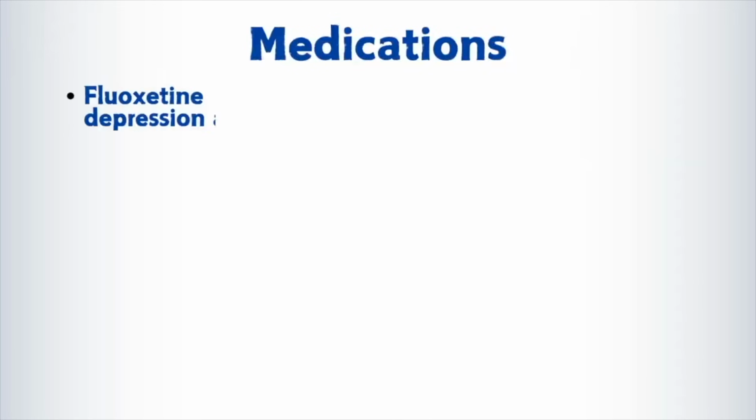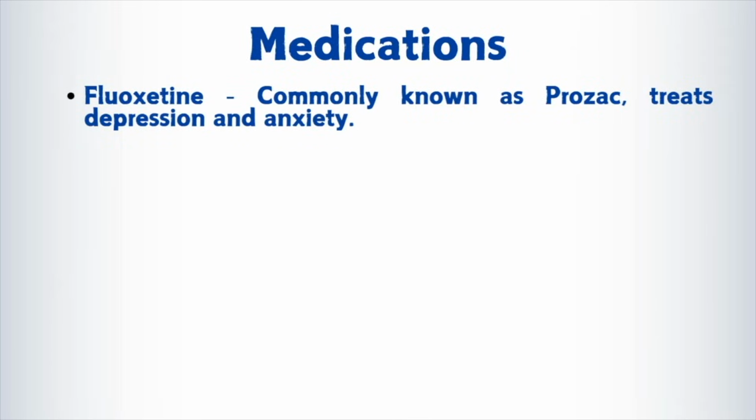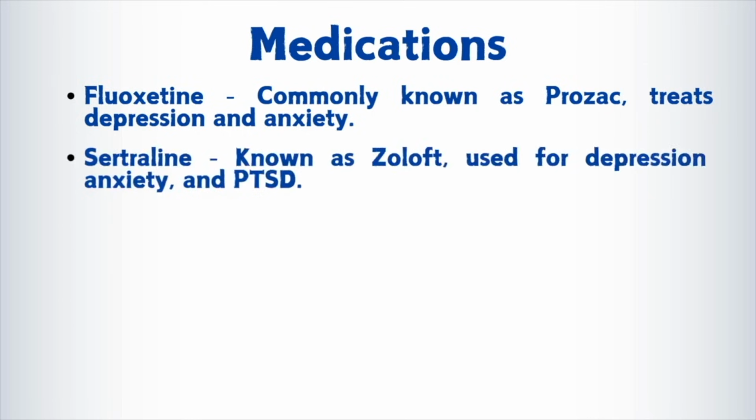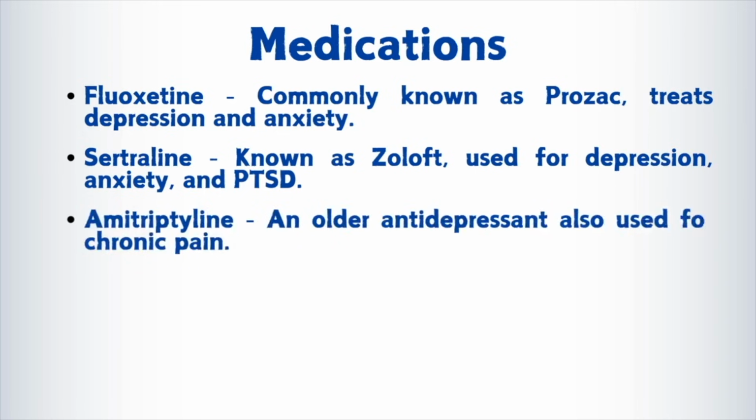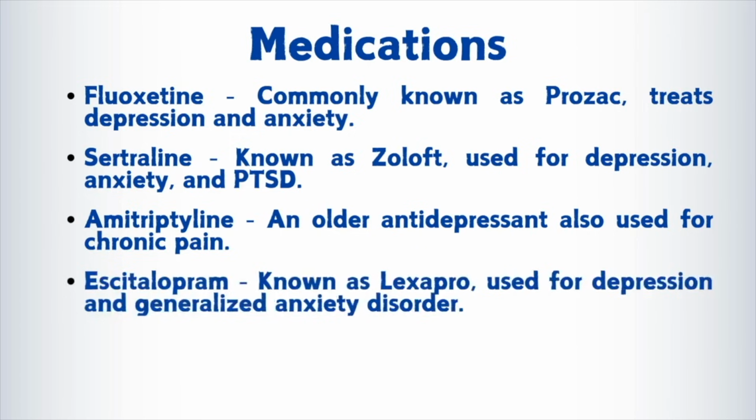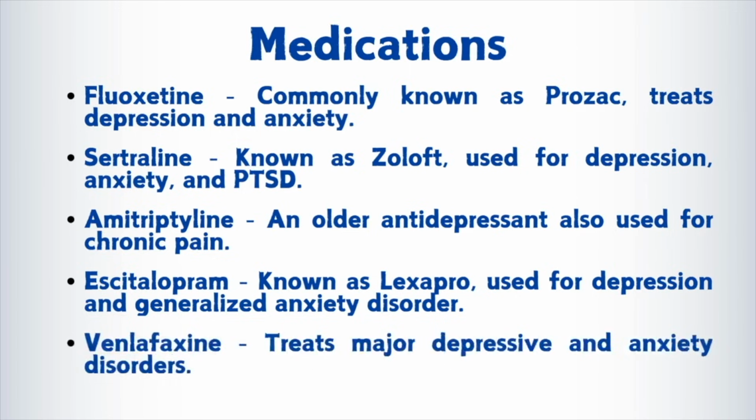Our first antidepressant is fluoxetine. This is commonly known as Prozac. It treats depression and anxiety. Sertraline, known as Zoloft, is used for depression, anxiety, and PTSD. Amitriptyline is an older antidepressant, which is also used for chronic pain. Escitalopram, also known as Lexapro, is used for depression and generalized anxiety disorder. Venlafaxine treats major depressive and anxiety disorders.